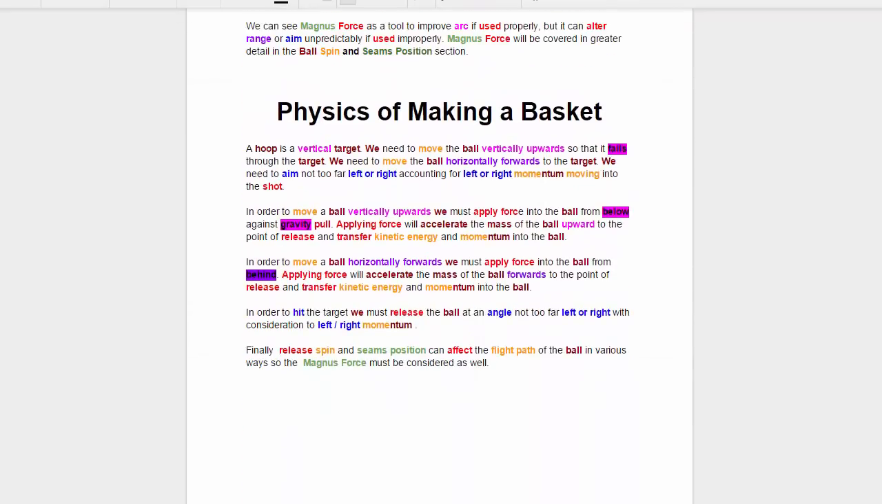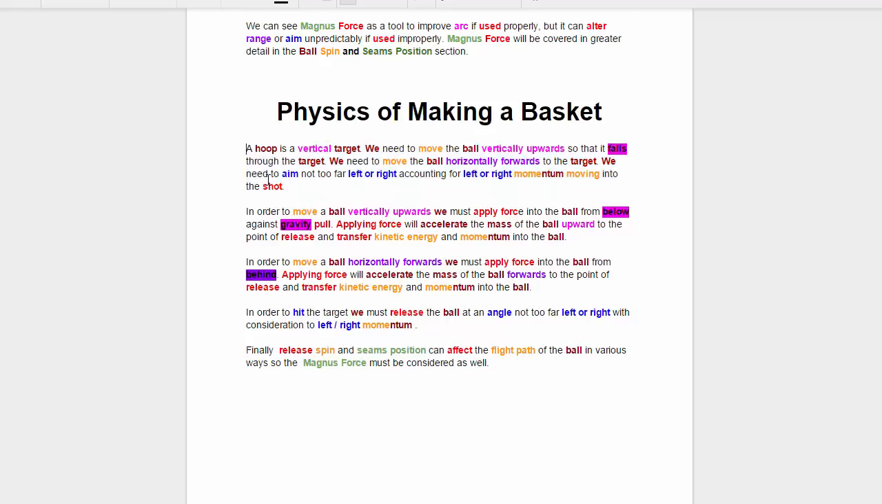Final look today, getting the physics of making a basket. A hoop is a vertical target. We need to move the ball vertically upwards so that gravity can help it fall through the target. We also need to move the ball horizontally forward to the target. We need to aim not too far left or right. We will need to account for left or right momentum. If we're moving left or right into the shot, we're going to need to cancel that or adjust our aim, which we'll get into.